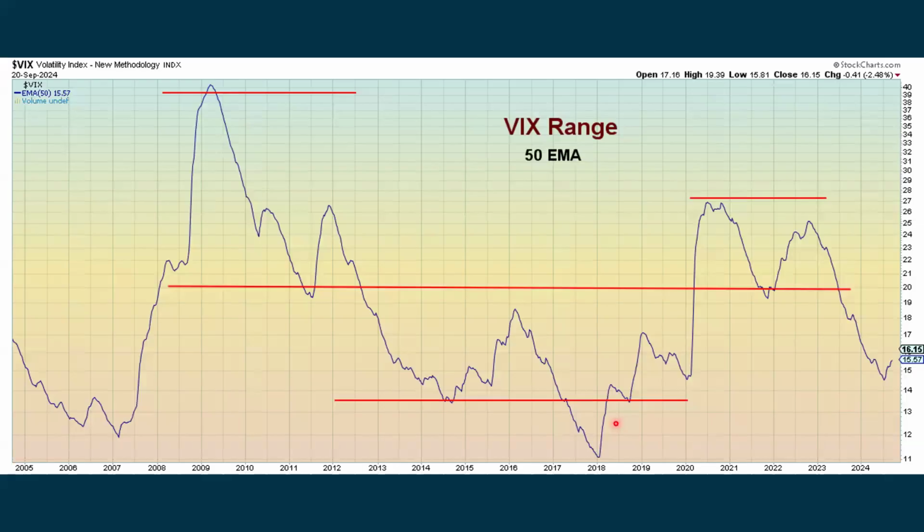The first area that we look at is the VIX. This is more for information. We look at the range of the VIX over a long period of time. And what we do is use a 50-period exponential moving average to do that. Even though we've been going up recently, for the most part, we've dropped down into a lower range since the stock market has been bouncing up in late 2022.